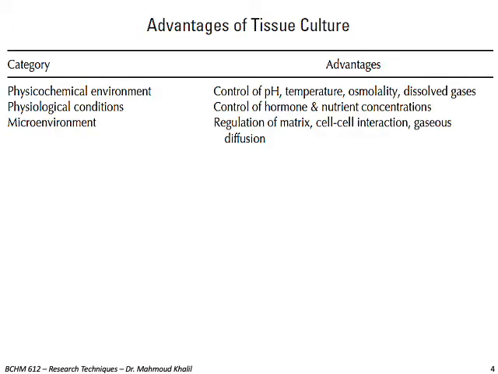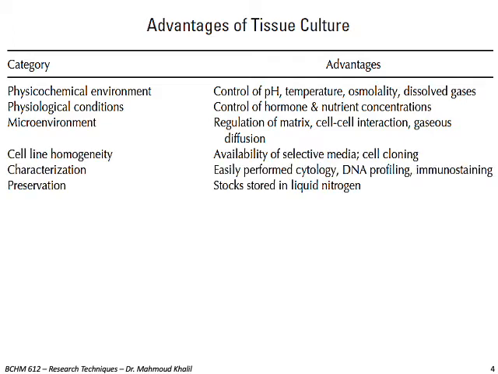There are a lot of advantages of tissue culture, including the physicochemical environment. You can control pH, temperature, osmolality, and dissolved gases, as well as physiological conditions like controlling the amount of hormone and the nutrient concentrations. As well, you can control the microenvironments, including the matrix, cell-cell interaction, and gaseous diffusion. You can have the availability of selective media for cell cloning and have a cell line that is homogeneous. As well, you can perform any cytology, DNA profiling, or immunostaining for characterization of a cell line.